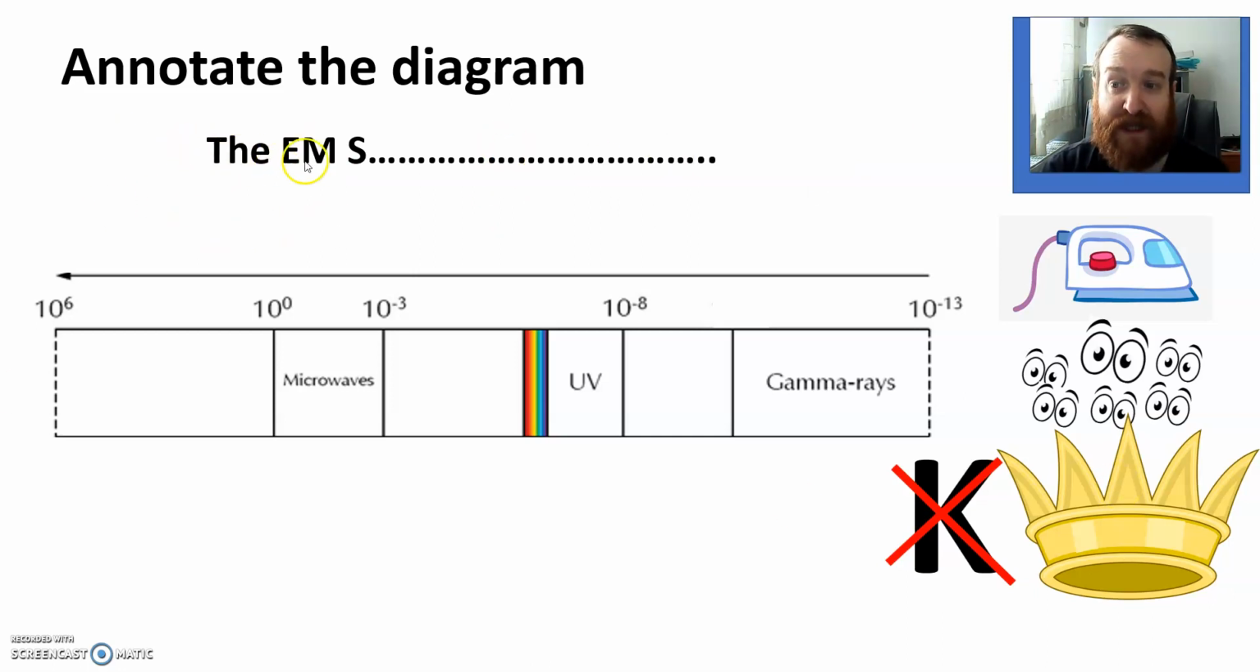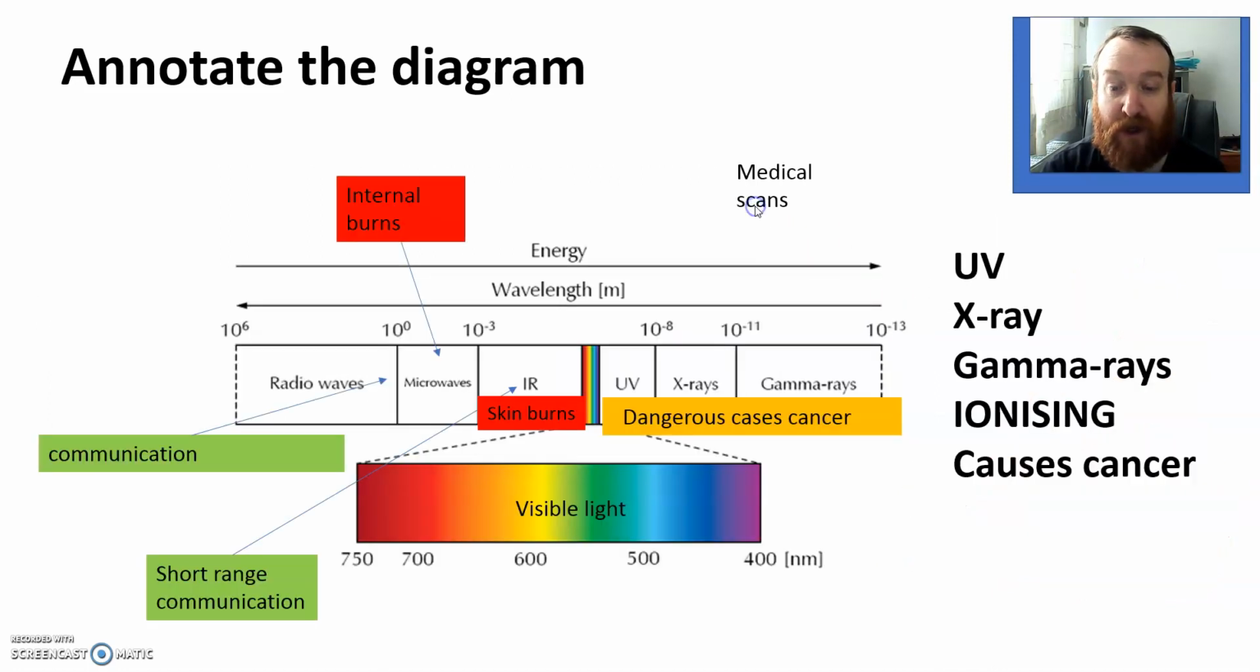The title was the EM spectrum. If you don't know the order, you need to listen to the song in the video's description. We've got these little cartoons here. We've got a cartoon iron on its eyes, iron, eyes. And this is a crown, kings wear crowns with no K, ing, ionizing. Ionizing. So some of my notes, we've got UV, X-ray, gamma rays are ionizing.